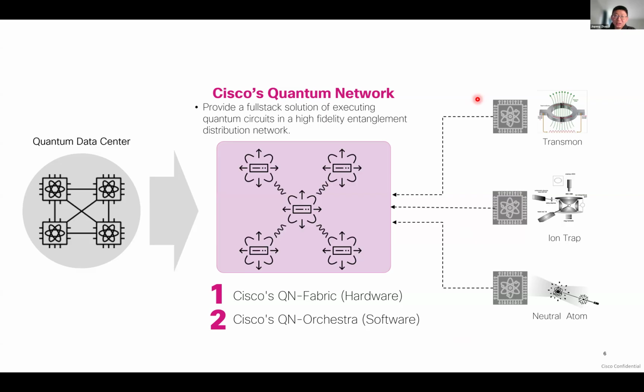For our quantum data center network, we divide our efforts into two major parts. One we call the quantum network fabric. We call it Q Fabric. This is mainly for the hardware. And then the second part is called Q Orchestra. This is mainly for the software part.